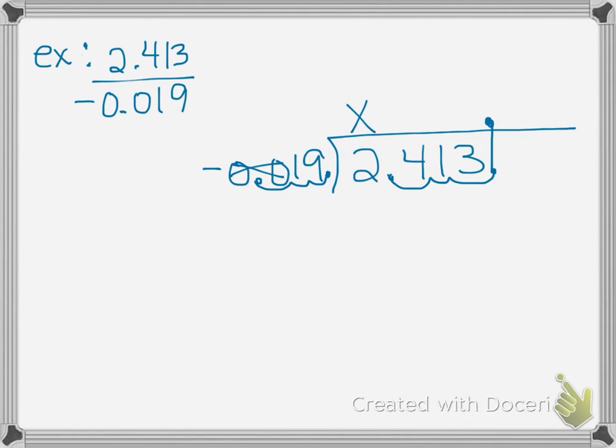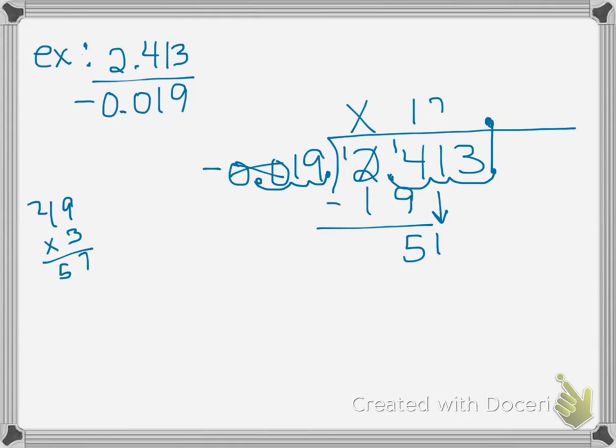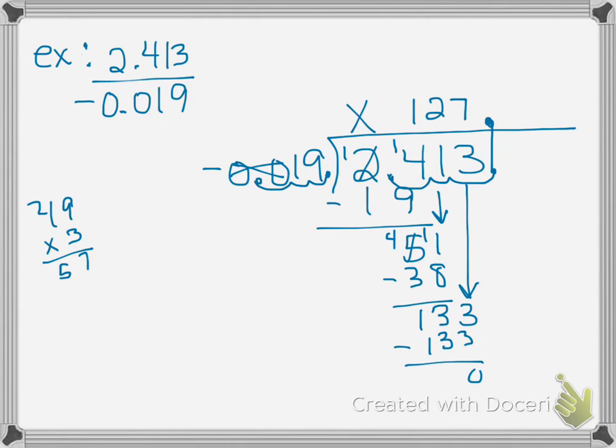19 doesn't go into 2. 19 goes into 24 once. Going to have to do a little borrowing. 19 goes into 51. How many times? We could try it. We could say 19 times 3 is too much. So we're going to have to go with 2. Is 38. Borrow again. 13. And then the 3, and it goes into 133 exactly 7 times. So we're almost done. So we've got 127, and a positive divided by a negative is a negative.